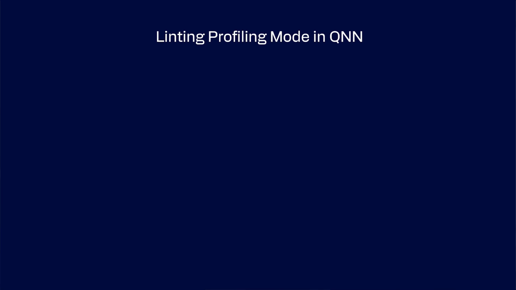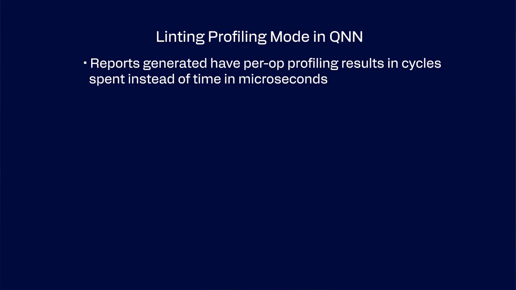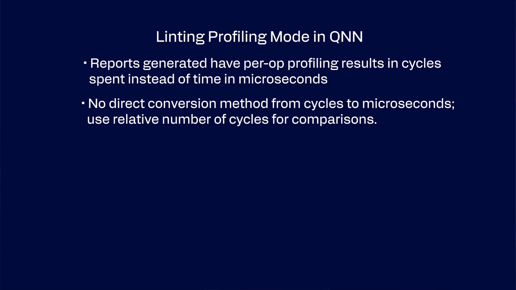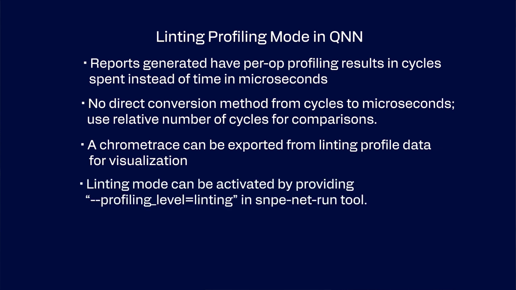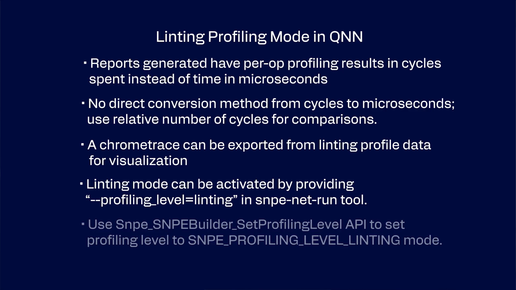Here are a few details about Linting Profiling Mode in QNN. Reports generated have per-op profiling results in cycles spent instead of time in microseconds. There is no direct conversion method from cycles to microseconds, so we will use the relative number of cycles spent at each op for comparison. Chrome trace can be exported from linting profile data for visualization. Linting mode can be activated by providing profiling level equals linting in the snpe-net-run tool. Programmatically, we can use the SNPEBuilder setProfilingLevel API to set the profiling level to the SNPE profiling level linting mode.